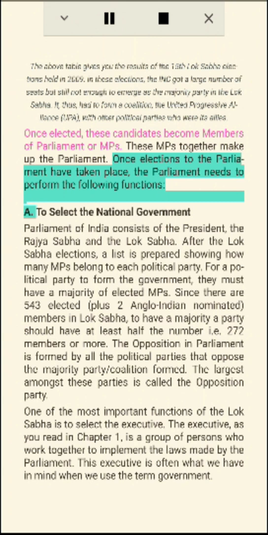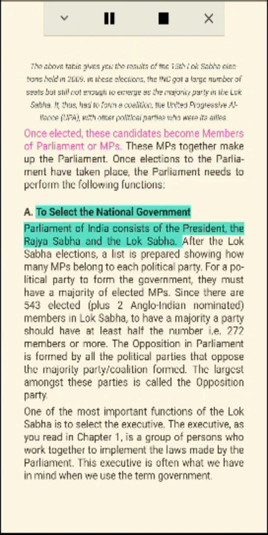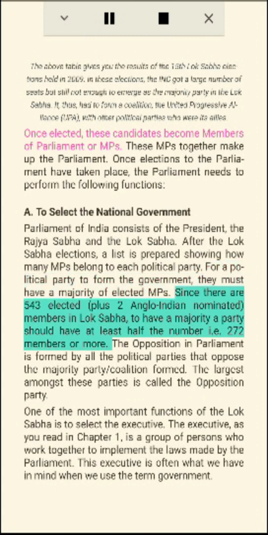Once elections to the Parliament have taken place, the Parliament needs to perform the following functions. A. To select the national government. Parliament of India consists of the President, the Rajya Sabha and the Lok Sabha. After the Lok Sabha elections, a list is prepared showing how many MPs belong to each political party. For a political party to form the government, they must have a majority of elected MPs.